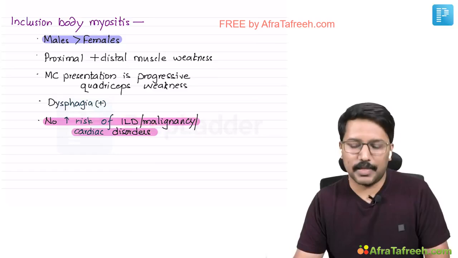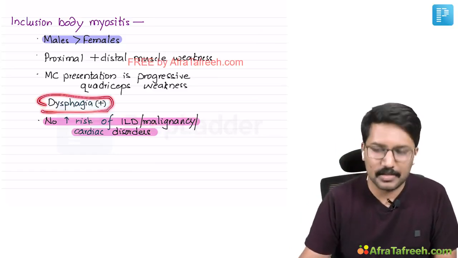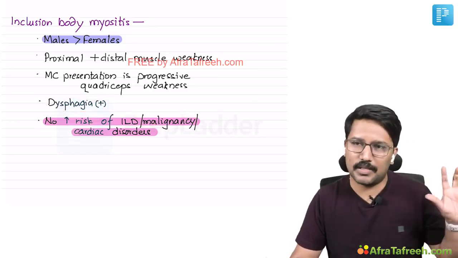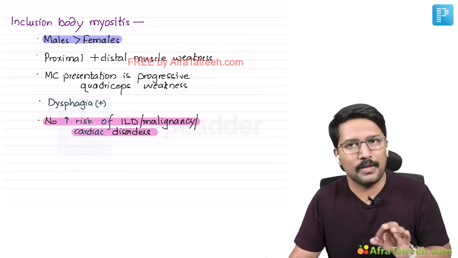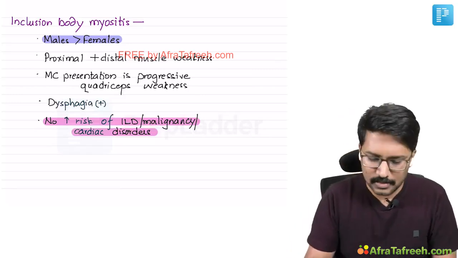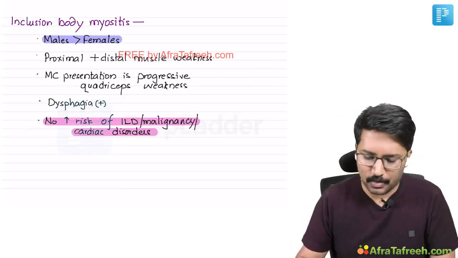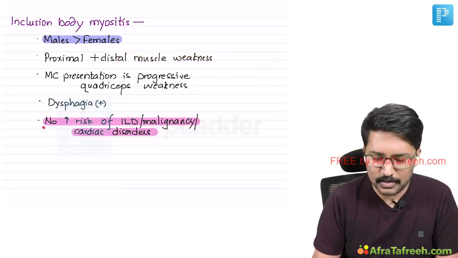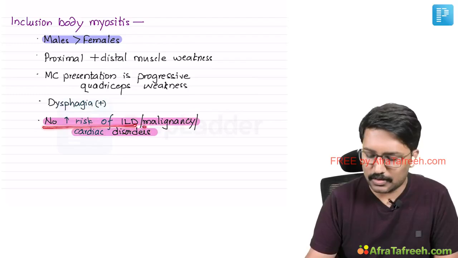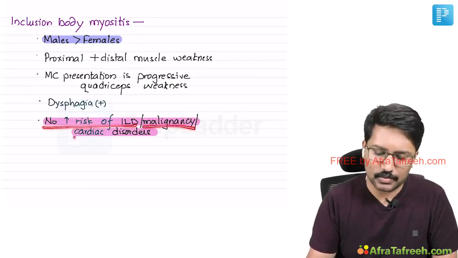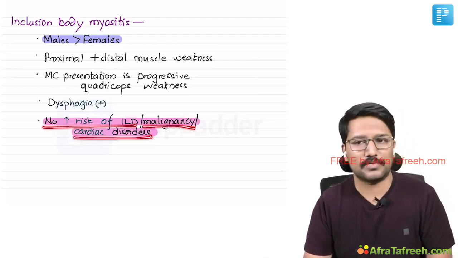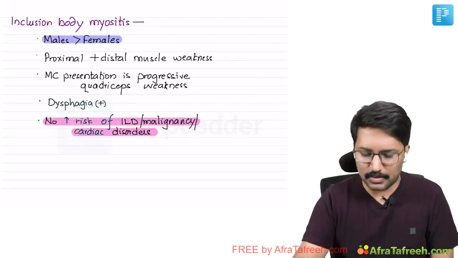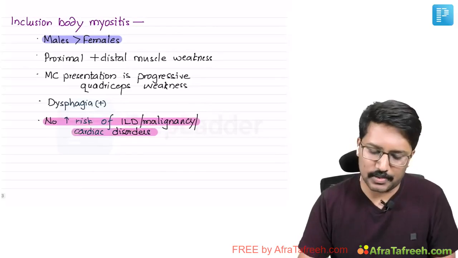Okay. Apart from that, yes, these patients may also have dysphagia because of involvement of the pharyngeal muscles. Pharyngeal muscle involvement can be seen in dermatomyositis or polymyositis also, and it can be seen in inclusion body myositis also. Okay, the last point to note about IBM is again one more exception. There is no increased risk of interstitial lung disease. It is not associated with malignancy, and it is not associated with any particular cardiac disorders. So there is no other organ involvement as such in this case, right? So that summarizes inclusion body myositis.